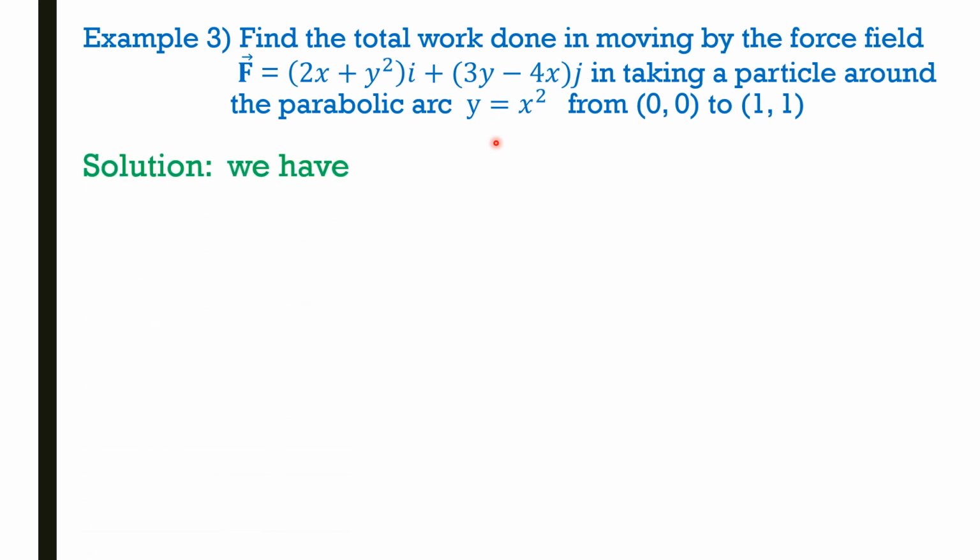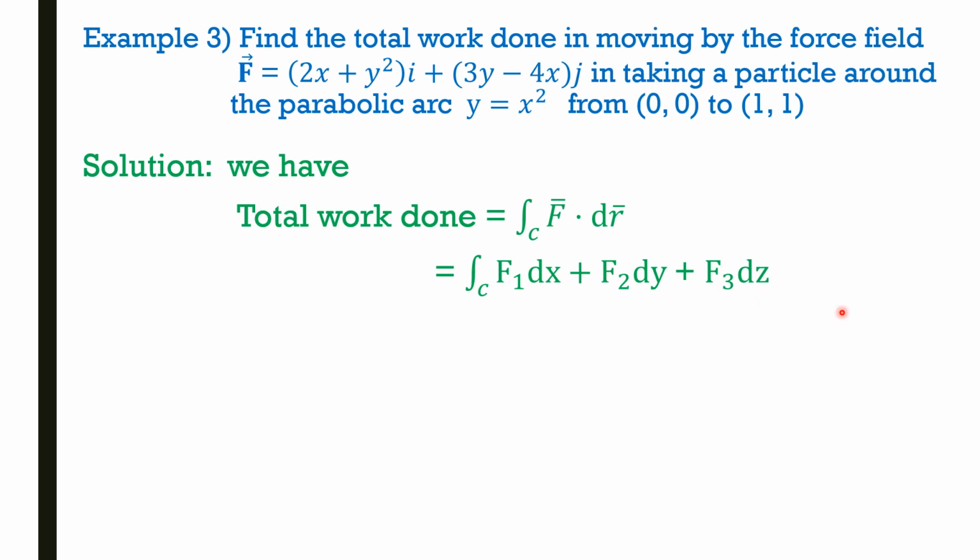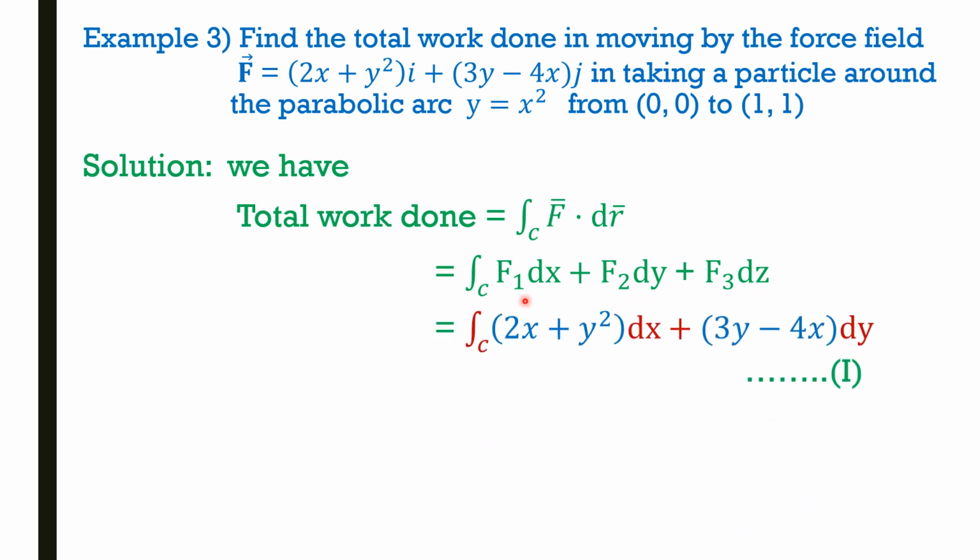Now same here, we know that work done is F bar dot dr bar: f1 dx plus f2 dy plus f3 dz. Substitute the values of f1, f2, f3. Now f3 is not here, so this term is 0 here. So this term is not here in the further calculation. So we just put the values of f1 and f2, f1 dx plus f2 dy, call it equation number 1. So same here, as we have the curve, it is the parabola y equal to x squared.